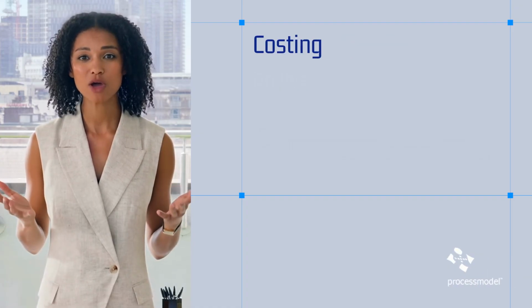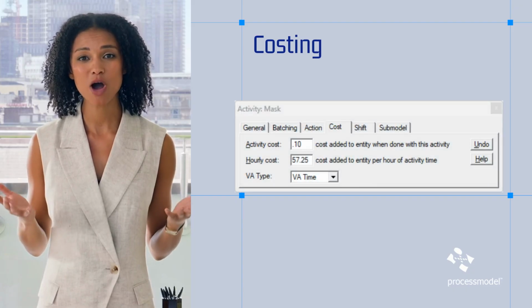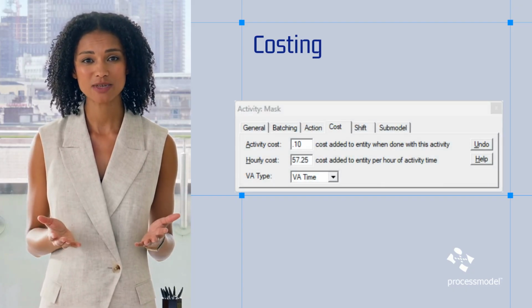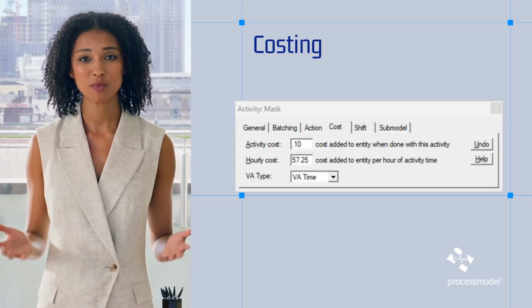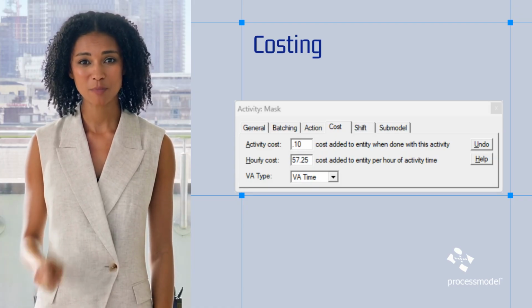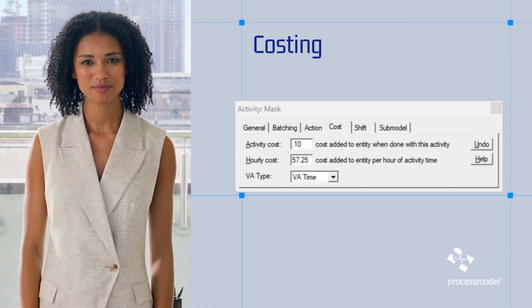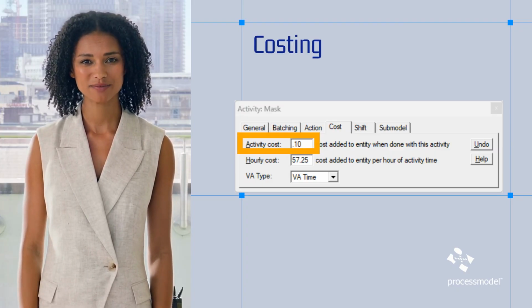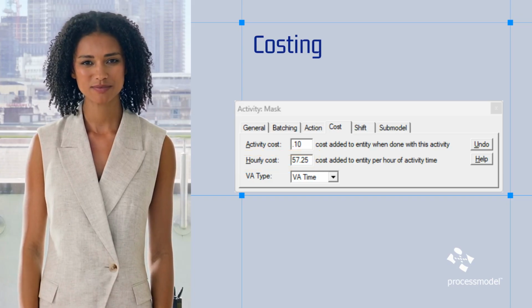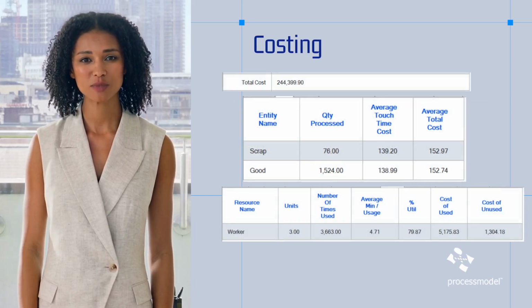As part of the overall costing capabilities, activities can automatically add cost to each entity. Usually, activity costing is used when resource costing is not used, but both are allowed. Options include the cost per completed activity, or per hour of processing time. These feed into the overall system cost reporting.